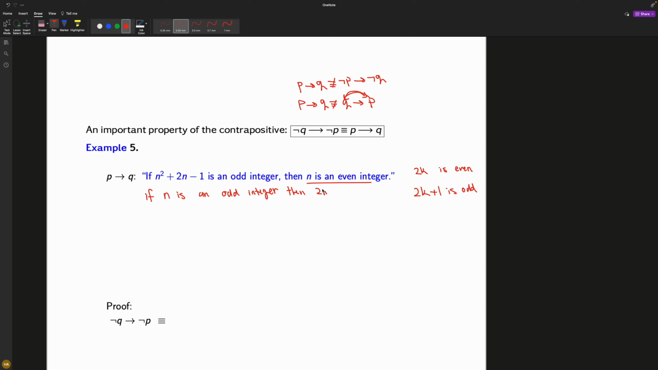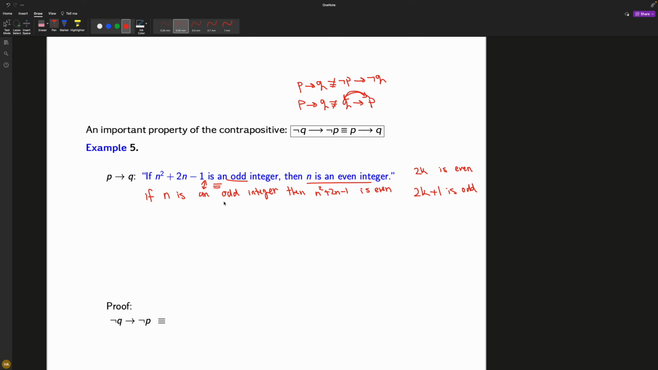So if n is odd, aka negating my Q, then n squared plus 2n minus 1 is even. And you see, it was odd, but I negated it, so I made it even. Now these two are equivalent to each other.